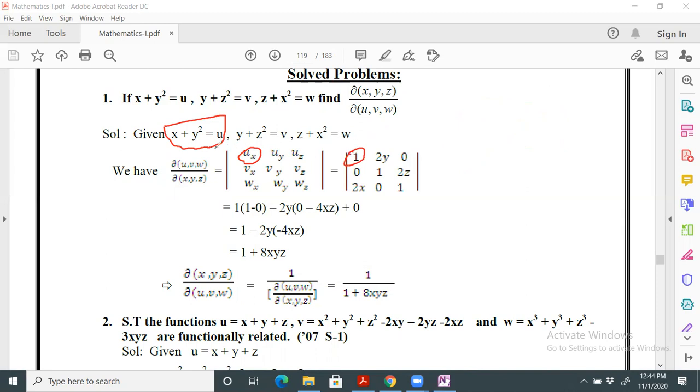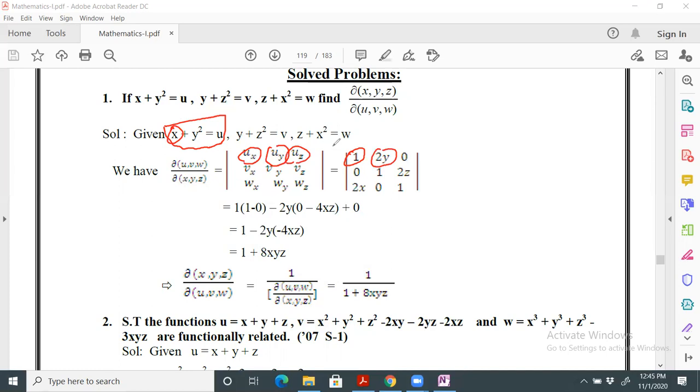Got it? Partial differentiation of u with respect to y, that is uy. While we are taking the partial differentiation of u with respect to y, treat x and z as constants. X is a constant, so differentiation of x is 0, and differentiation of y square is 2y. We'll get it.